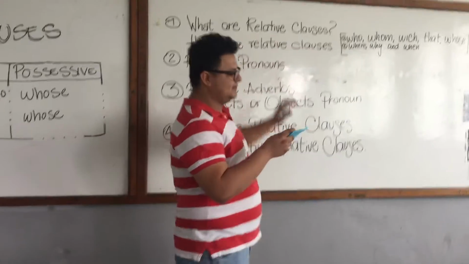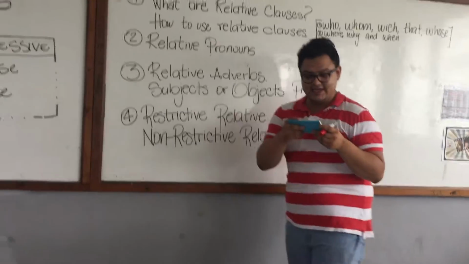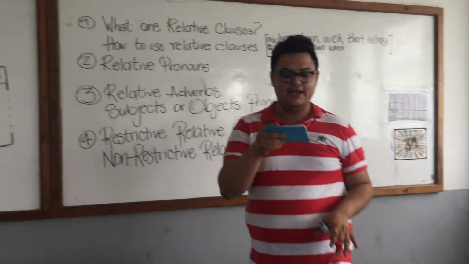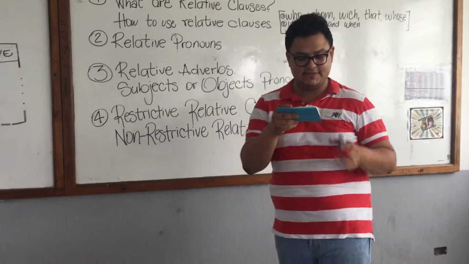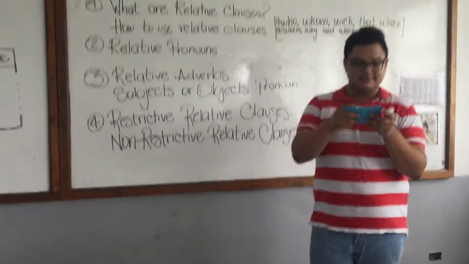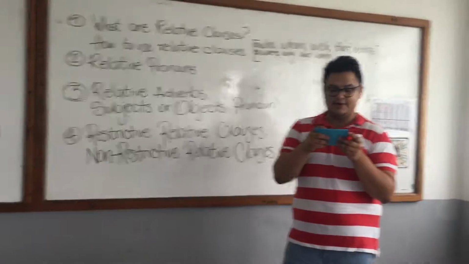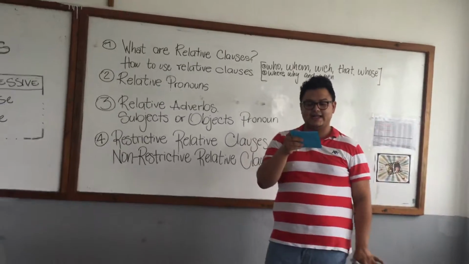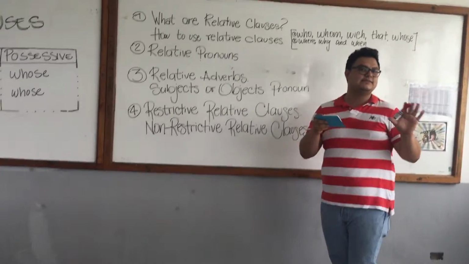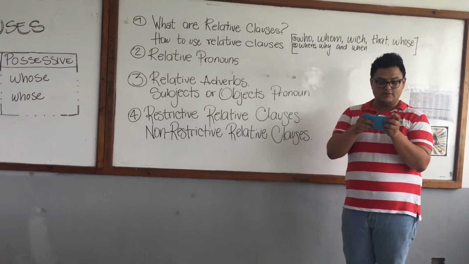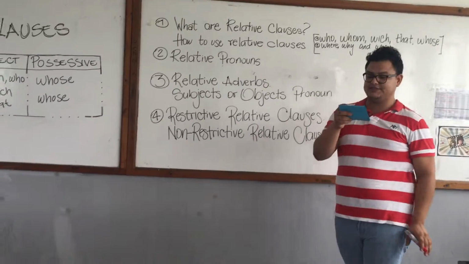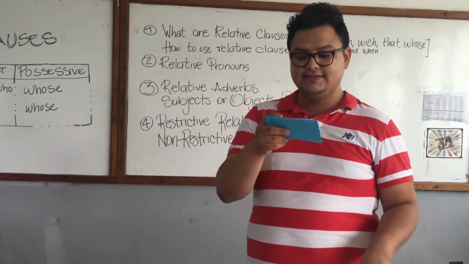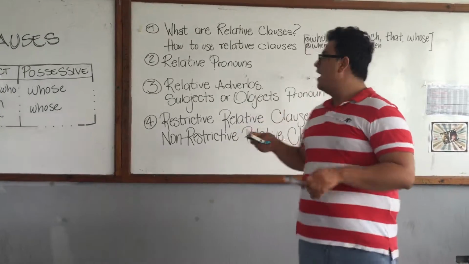What are relative clauses? A relative clause is a subgroup of the dependent clause that modifies a noun or noun phrase. For example, the man who is smoking is the murderer. The noun the man is modified by the relative clause who is smoking. Relative clauses give essential information to define or identify the person or things we are talking about.